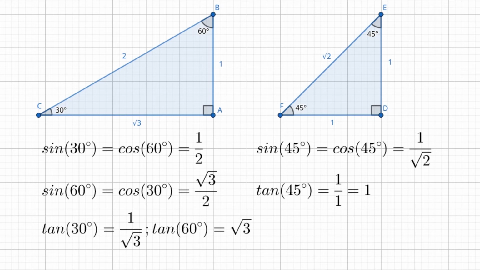And tangent of 45 degrees, this is the easiest one to remember, is just 1, because both the legs will be the same in an isosceles right triangle. So now we have these values. We have sine of 30, sine of 60, tangent of 30, tangent of 60, sine of 45, tangent of 45. I guess that's 6 values.